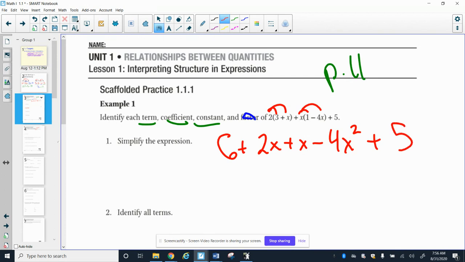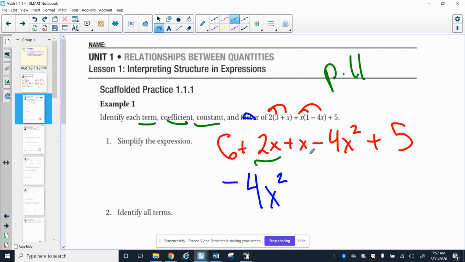This would not be considered a simplified expression. There are still terms that can be put together. We also want to put this in standard form. So notice this negative 4x squared is the only term with an exponent of 2 on it. So we're actually going to bring that to the front. Negative 4x squared. Okay, now we look for like terms.